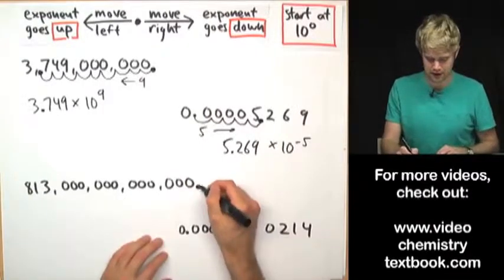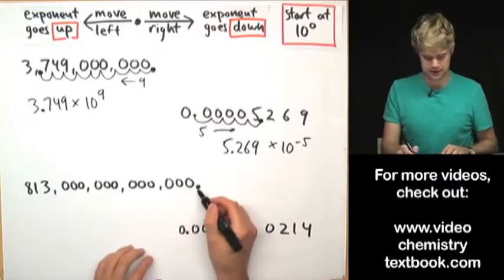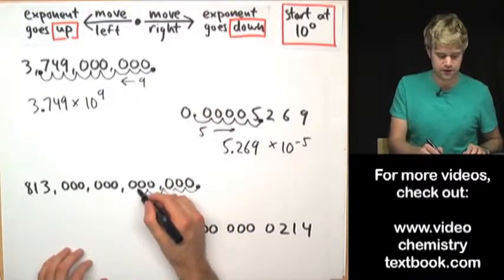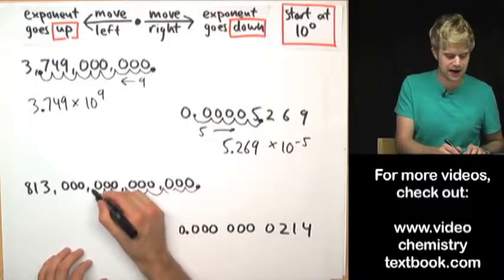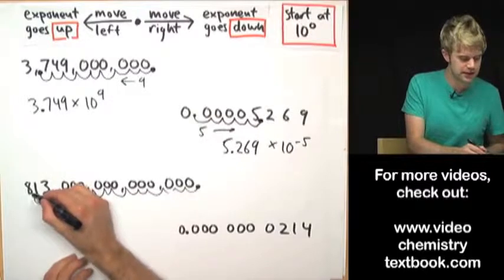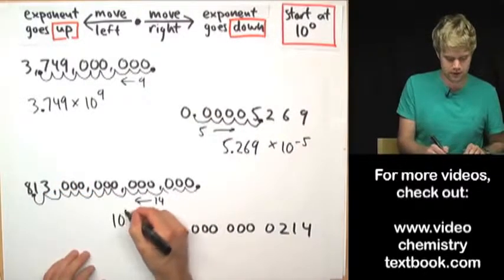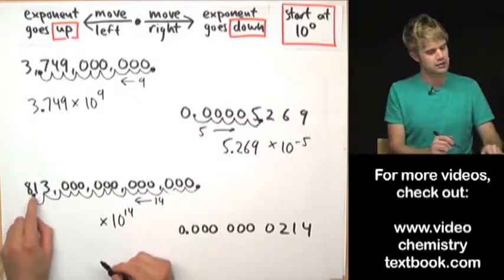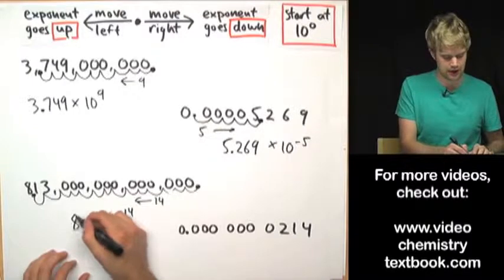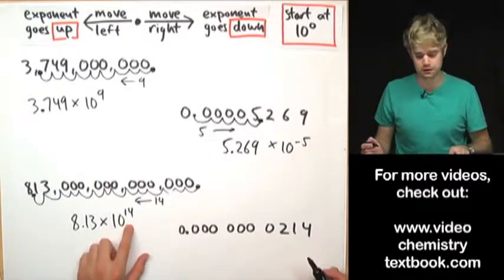Okay, this one right here. Put in the decimal place and start at 10 to the 0. 10 to the 0, 10 to the first, second, third, fourth, fifth, sixth, seventh, eighth, ninth, tenth, eleventh, twelfth, thirteenth, fourteenth. 14 in this direction, so 10 to the 14th as I was counting up. And I stop right here, so there's one digit to the left of the decimal place, and I write it as 8.13 times 10 to the 14th.